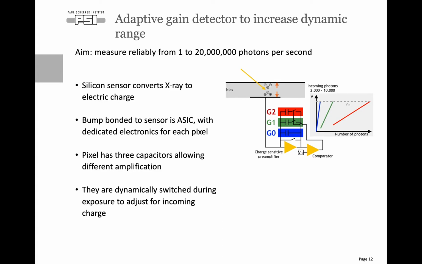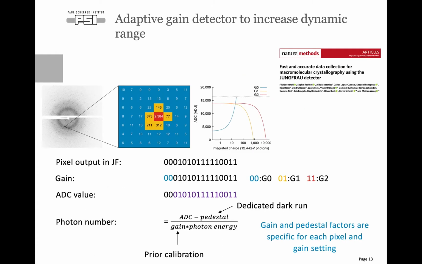Depending on which capacitor was used, Jungfrau is either very sensitive with a small dynamic range, or is less precise but with very high dynamic range. And what is very important is that these modes can be switched dynamically during the exposure. So each pixel during the exposure decides which of the 3 modes are used. So this has consequence for the output of each pixel.